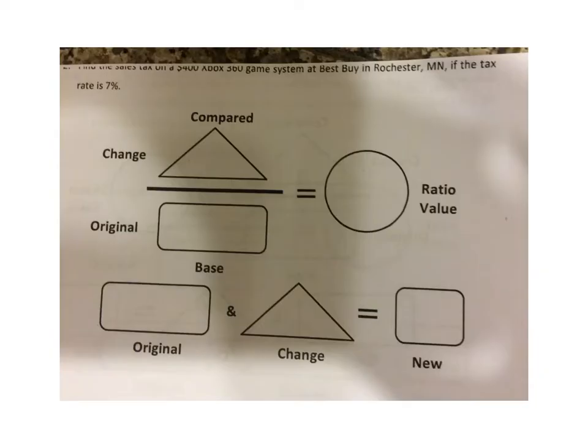Okay, this question was cut off. It says, find the sales tax on a $400 Xbox 360 game at Best Buy in Rochester, Minnesota, if the sales tax rate is 7%. Immediately the number that's jumping out at me is the 7%, so I know that's going to go right here. 7 over 100, and that's the tax rate. So 7 is the tax amount, so over here is going to be the tax amount.